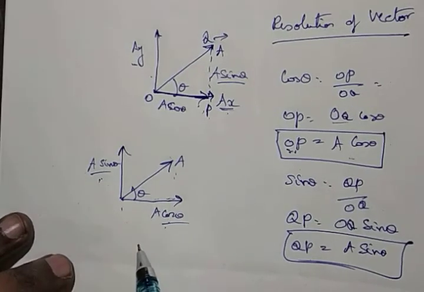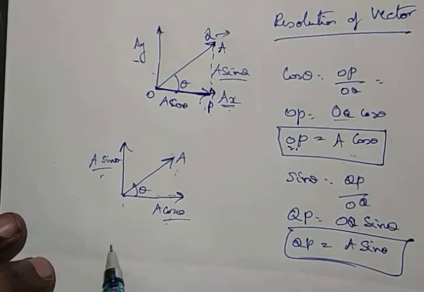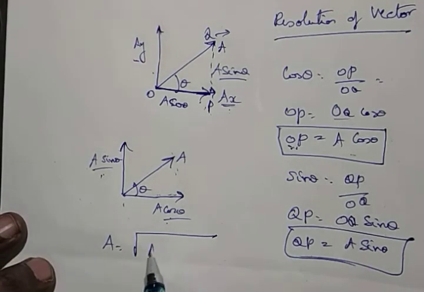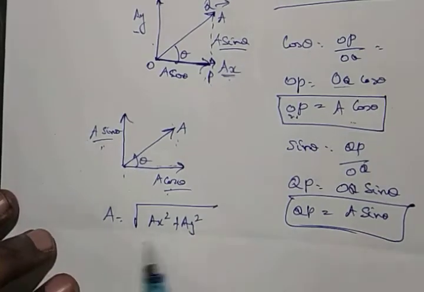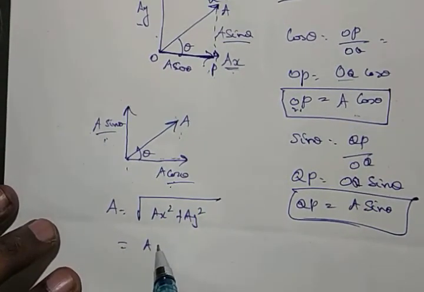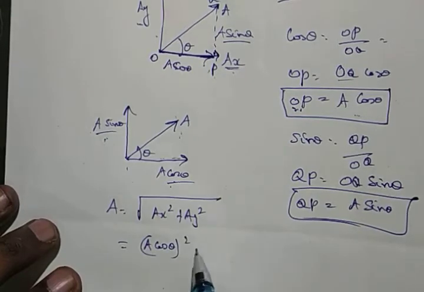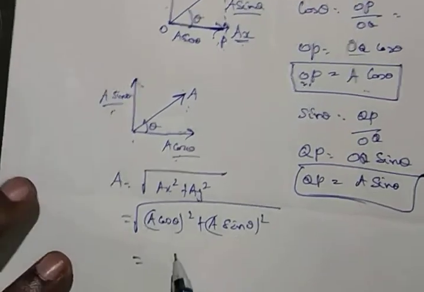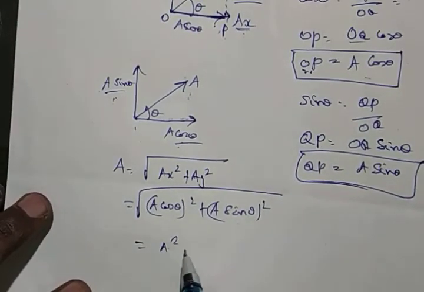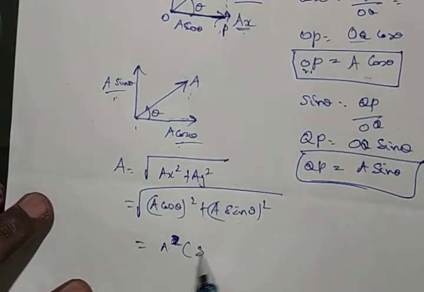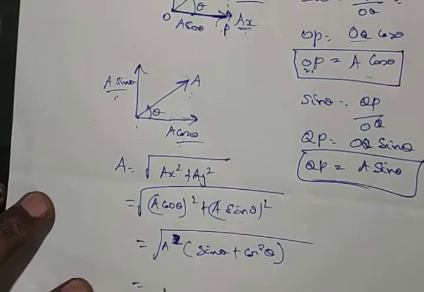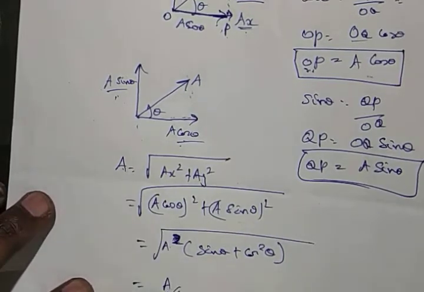If you want to determine the value here, A is equal to the square root of AX square plus AY square. That is equal to the square root of A cos theta the whole square plus A sin theta the whole square. A square can be taken common, giving A times sin square theta plus cos square theta, which we know already, equal to 1. So this is equal to A itself.